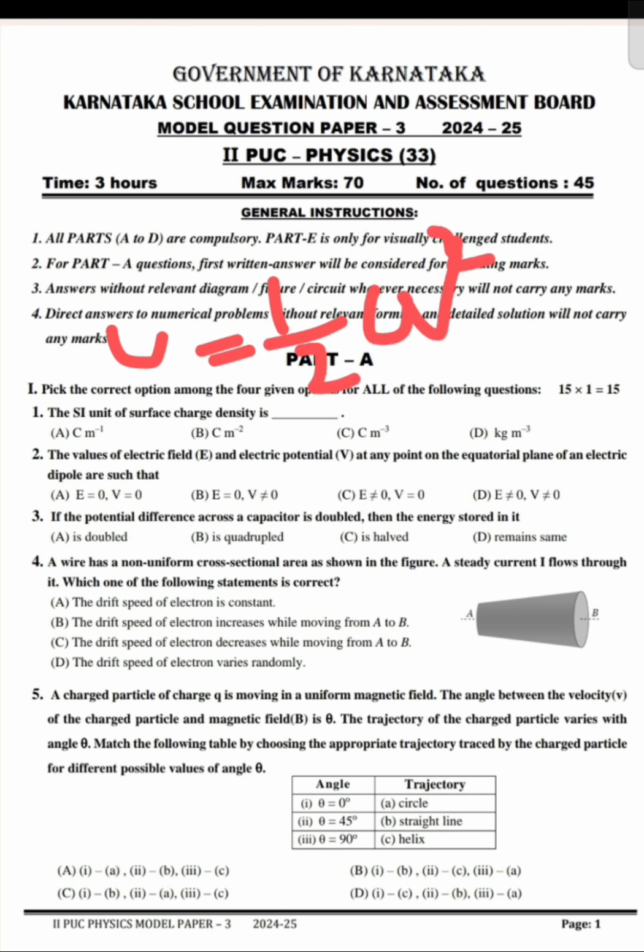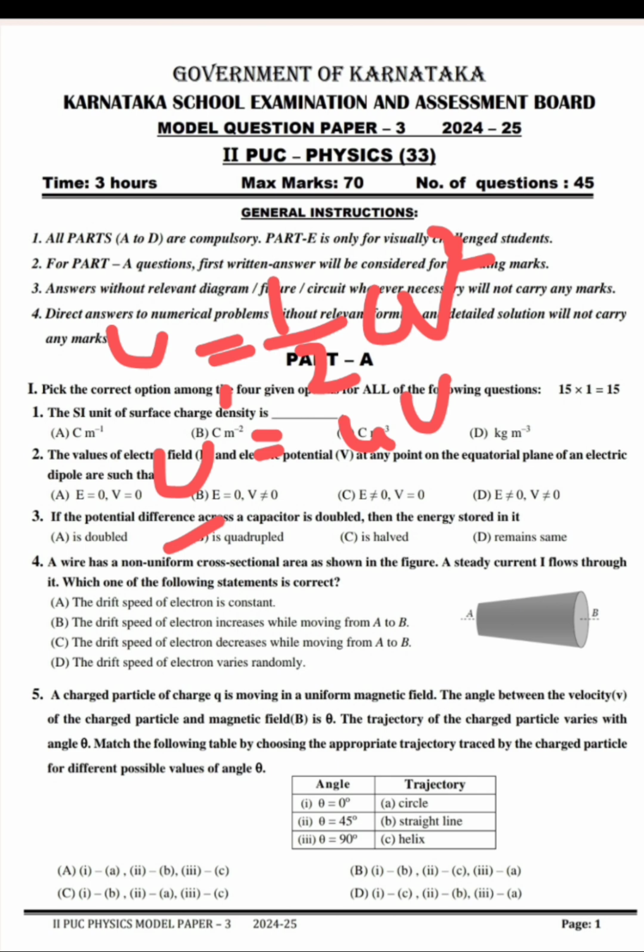So if I double V, so V is 2V, 2 square is 4. So therefore, new energy is 4 times U. So 4 times is quadrupled. So that is option B.